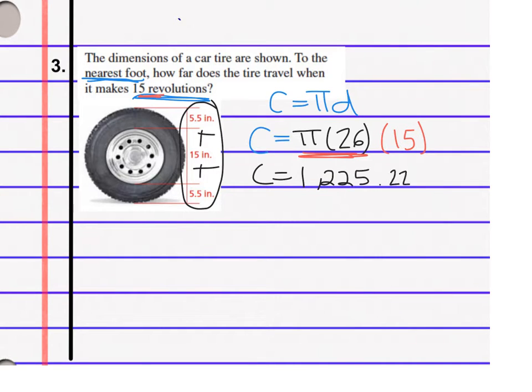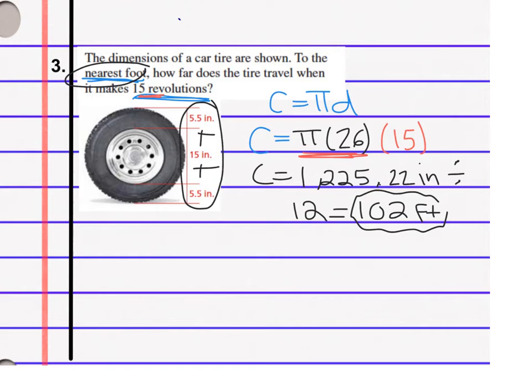1,225.22 inches. The other thing that's really easy to miss is that it says to the nearest foot. This is all in inches, so if I'm going inches to feet, I'm going to divide by 12. And I'm going to round to the nearest foot. That would be 102 feet. So that's example 3.